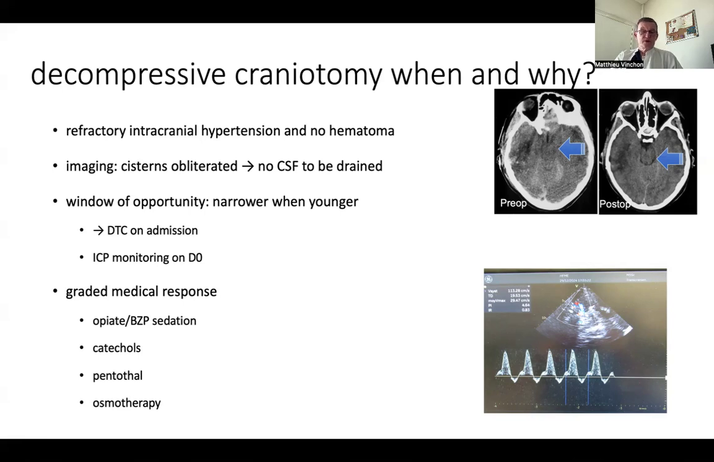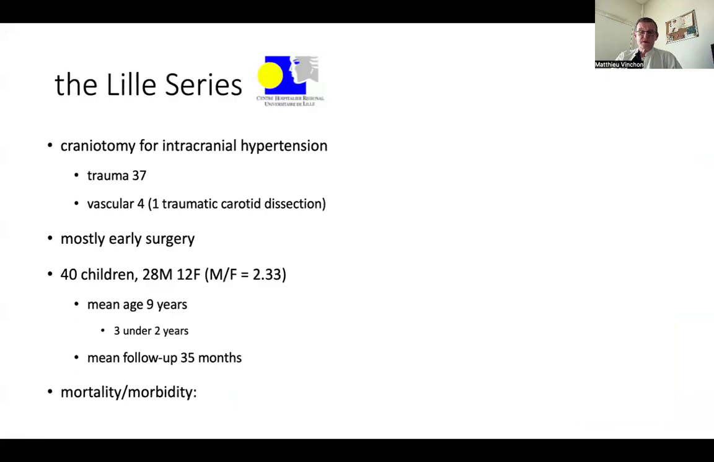So, as I said, this surgery is part of the multidisciplinary medical response, which is graded with first opiate and benzodiazepine sedation, then the use of catecholamines to improve the hemodynamics, the use of pentothal and osmotherapy, all in very quick succession, because if there is a failure of treatment, we have to know it very, very soon to react as quickly as possible.